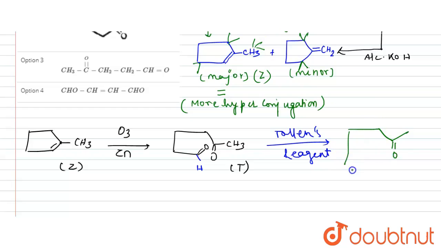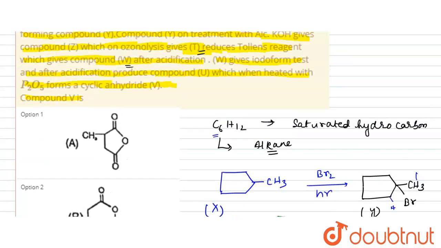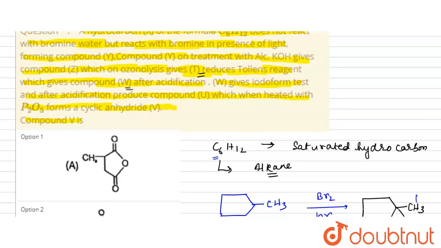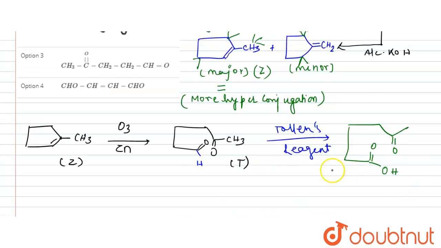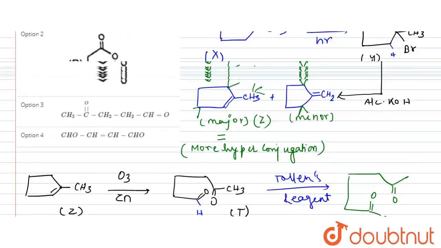The compound will be like this. You have C double bond OH. This is compound W. It will get oxidized in the presence of Tollens reagent. It will get oxidized to acid. So this is compound W after acidification. When acidification is done, this is compound W.